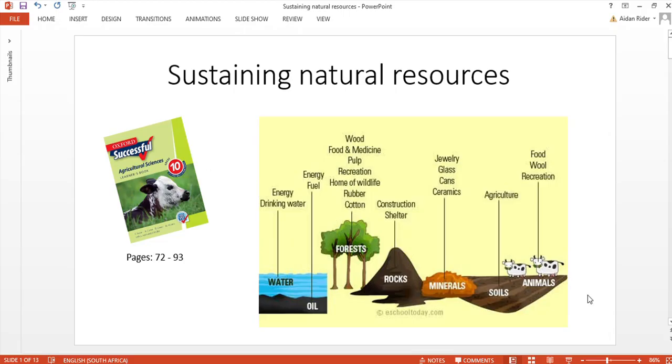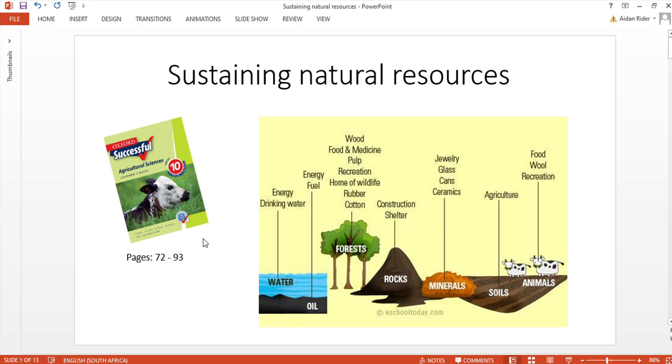Hey, good day, everyone. So today's lesson is about sustaining our natural resources. If you'd like to follow along in the book, it's from page 72 to 93 in your textbooks, and you will have to go through it afterwards anyway. So let's look at natural resources in general.